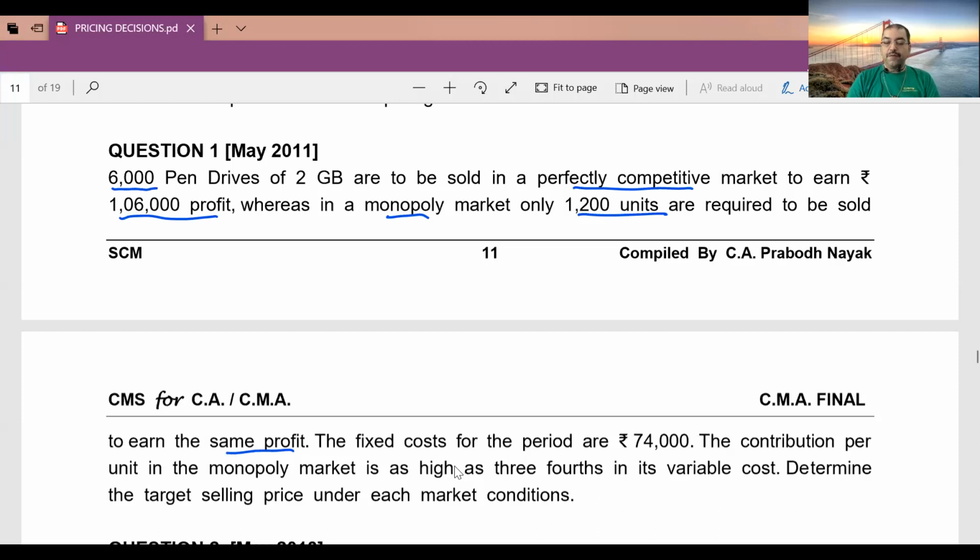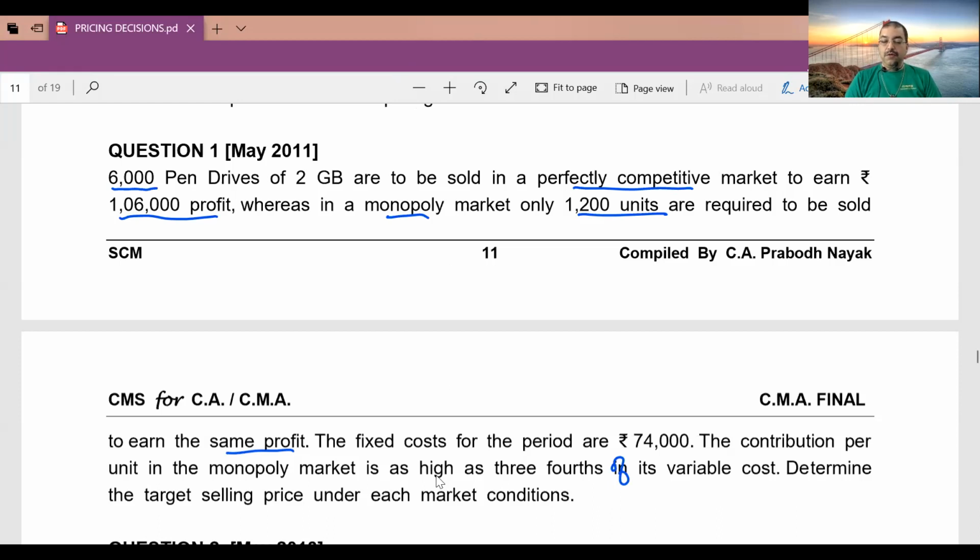The fixed costs for the period are 74,000. The contribution per unit in the monopoly market is as high as 3/4 of its variable cost. Determine the target selling price under each market condition. Okay, so let us see how to solve.